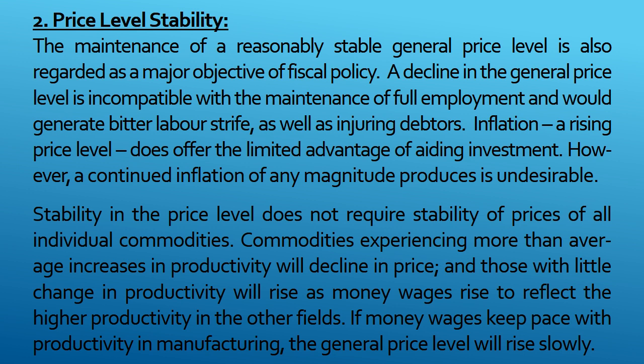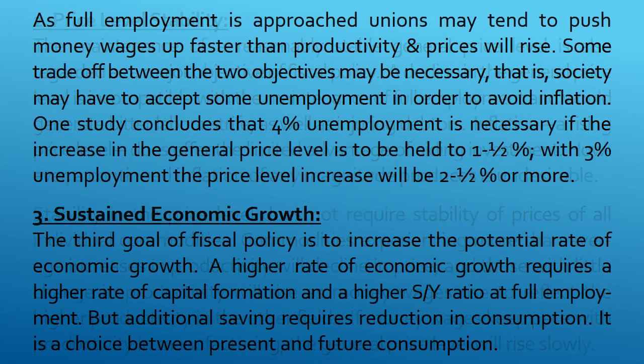Stability in the price level does not require stability of prices of all individual commodities. Commodities experiencing more than average increases in productivity will decline in price, and those with little change in productivity will rise as money wages rise to reflect the higher productivity in the other fields. If money wages keep pace with productivity in manufacturing, the general price level will rise slowly. As full employment is approached, unions may tend to push money wages up faster than productivity and prices will rise.